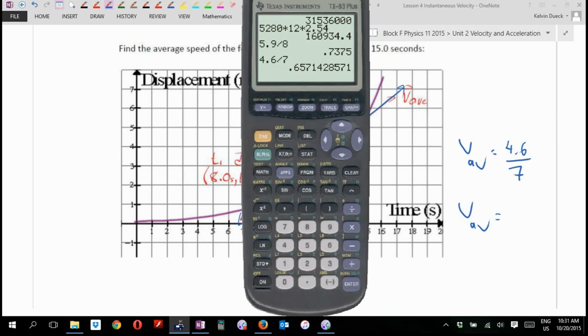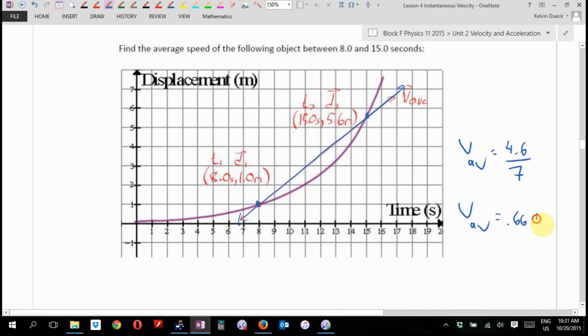If you're trying to tell me 0.6571285, that's too many sig figs. There's no way, Alex, that we're that accurate. I would argue the best we're going to be is 2 or 3 sig figs, and even that's a stretch. So I'm going to go 0.66 meters per second.